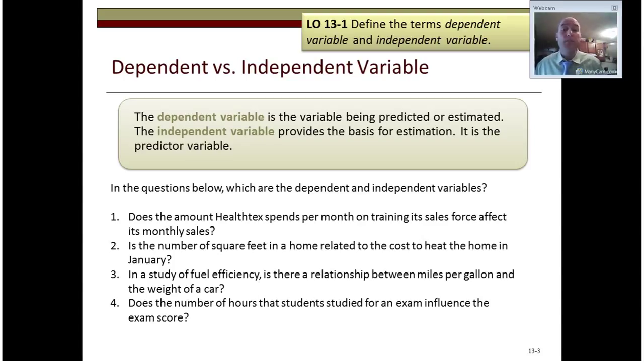Second one, is the number of square feet in a home related to the cost to heat the home in January? So does an increase in number of rooms cause an increase in heating cost? Well, yeah, that makes sense. If you live in a big place, it costs a lot to heat it. A small place might not cost you quite as much. But if you just decide I'm going to crank the thermostat up to 90 degrees, that's not going to make your place of living any bigger. Trust me, I've tried, but no, it doesn't work. The independent variable in that example is the number of square feet. As that thing changes, the cost of heating, well, that changes as a consequence, as a result.